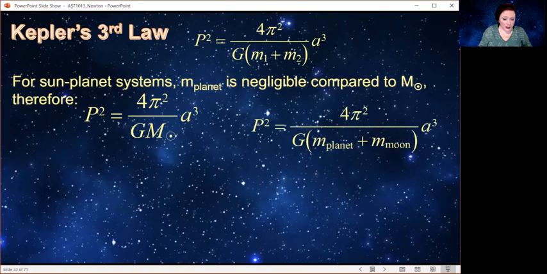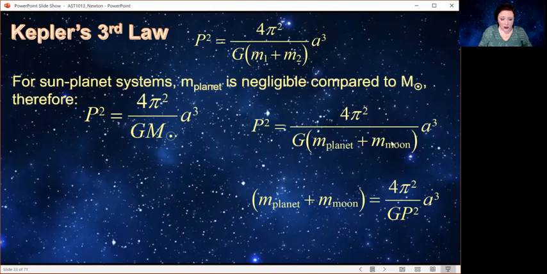But this works for other things too. So in this case, I'm looking at a planet and a moon going around each other. Now, all I've done here is rearrange this, because what I want is to get the mass of the planet out. So I've moved the masses part up here and the period part down here. And so now I've got an equation that looks like this. Just like with the Earth and the sun, the moon's mass is pretty much negligible compared to the Earth, so you can basically ignore it.